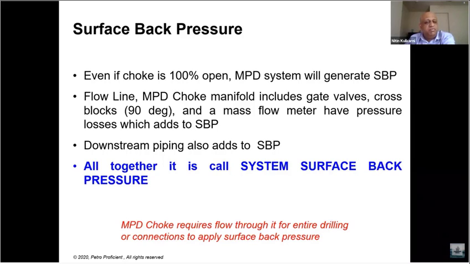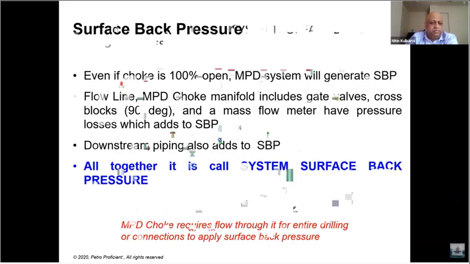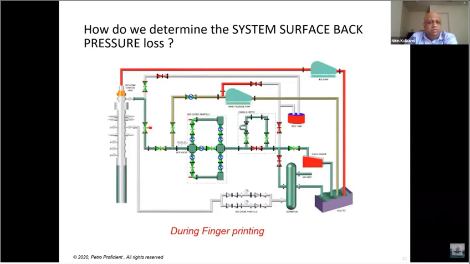Now, the surface back pressure will change when you change your flow regime. So you need to model it for different flow rates, and you need to measure it for different flow rates. And one more thing we need to keep in mind is that whenever you're going to apply surface back pressure, the MPD choke would require flow through it during drilling or connection. So this is where you use a back pressure pump or a rig pump diverter. So it needs to have flow through it in order to adjust the back pressure.